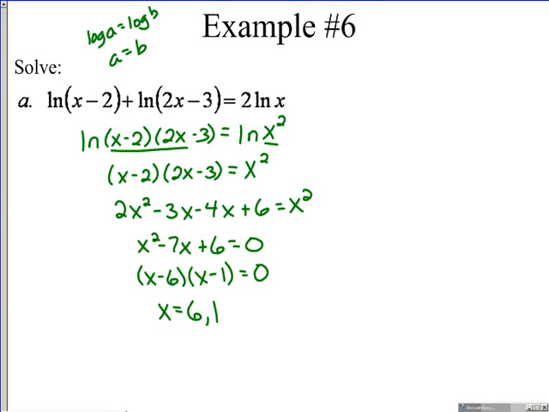You need to be careful here, though. Remember, the argument of a logarithm gives us domain restrictions right away. So we need to plug each of these values in and make sure that none of the arguments are negative or 0. If they are, we know we're dealing with an extraneous root. Plug 6 in, we get 4. Plug 6 in here, 12 minus 3 is 9. Plug 6 in here, that's fine. If I put 1 in right here, we get 1 minus 2, which is negative 1. Cannot have a negative argument of a logarithm, so 6 is the only solution that works. 1 is extraneous.